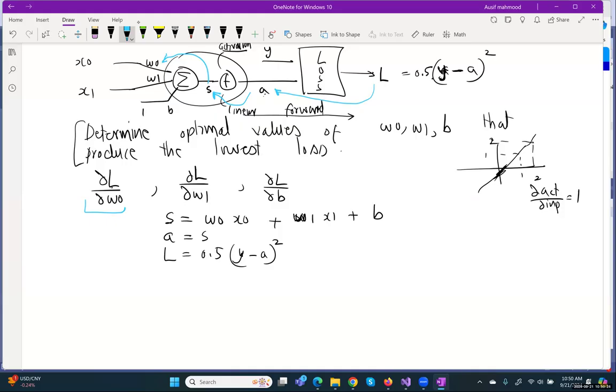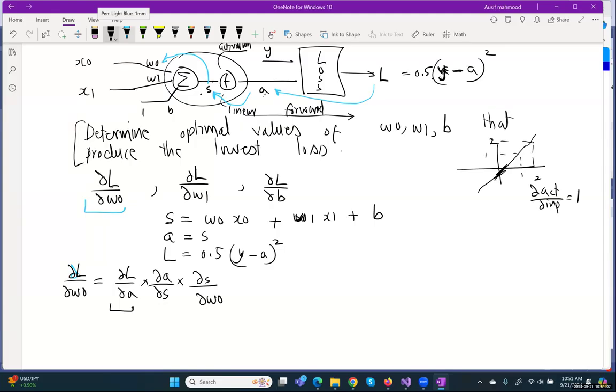So partial L over partial W0. Let's follow this blue path over here. What would this be? Partial L over partial A, correct? Then multiplied by partial A over partial S. And then lastly, partial S over partial W0. Now you will see all of this is extremely easy to calculate. Let's go to the first part, partial L over partial A.